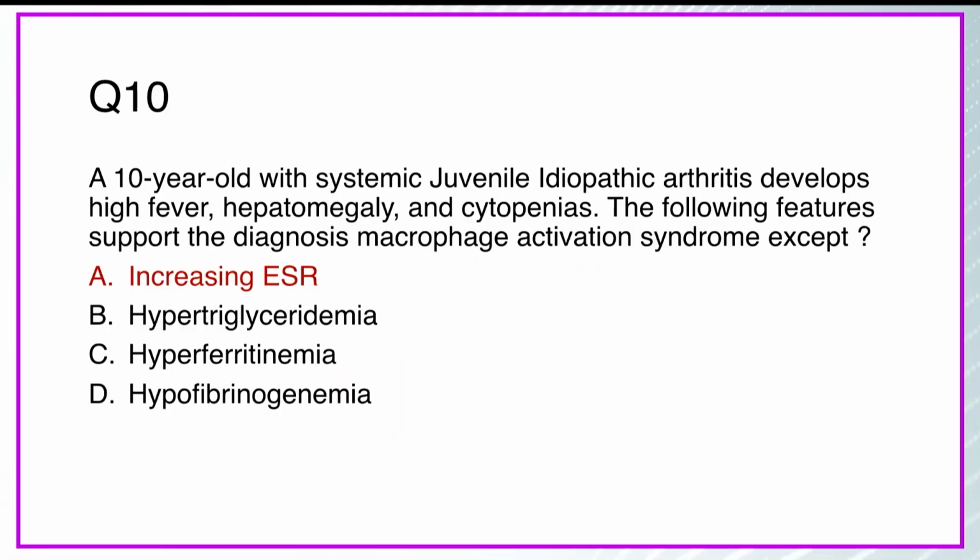Question 10: all are features of MAS except increasing ESR. So ESR tends to drop. There is a fall in ESR as we approach MAS here. So that is one important thing in MAS. In a patient with systemic JIA, you monitor them, a single value of ESR is not going to tell. If there is an ESR of 90 and it is becoming 70, it is still a trend of MAS, that is still dangerous.